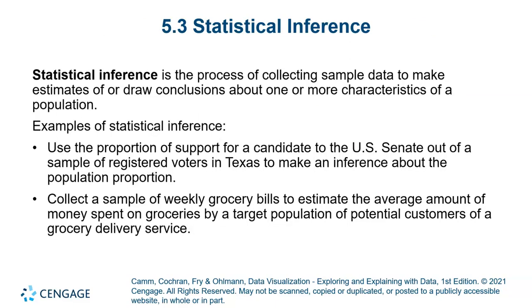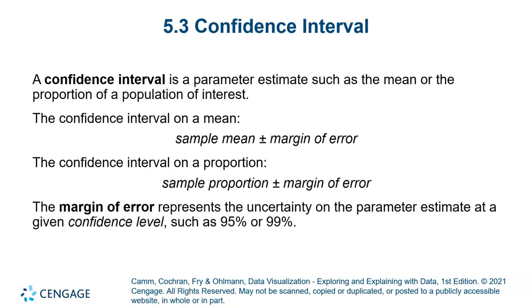What is statistical inference? Statistical inference is a process of research where you draw your results from a statistical result. It's a process of collecting sample data to make estimates or draw a conclusion about one or more characteristics of a population. Here, different techniques are used. The confidence interval is very important.